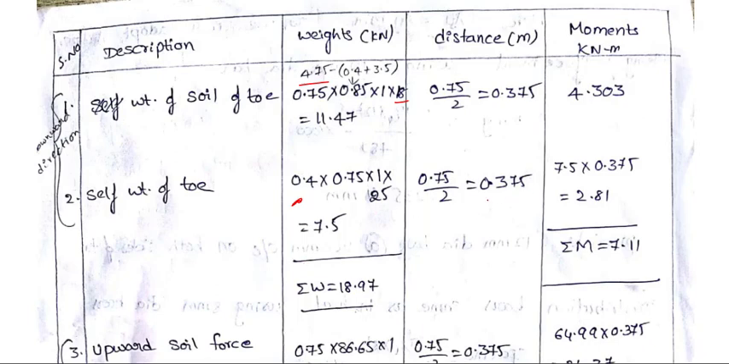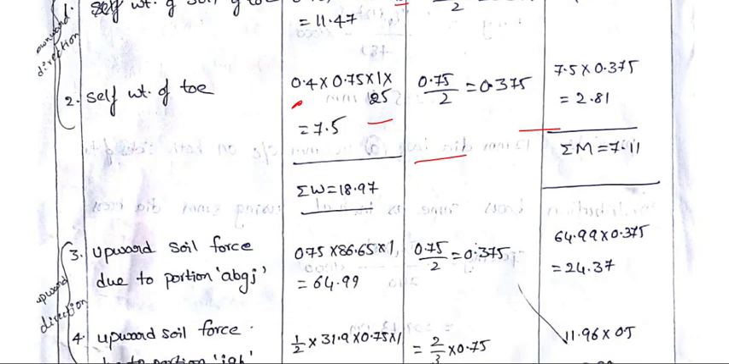Next, 0.75 divided by 2, the same distance, and finally load into distance is 2.81. So summation of W for downward force is equal to 88.97. Summation of moment for downward force is equal to 7.11.